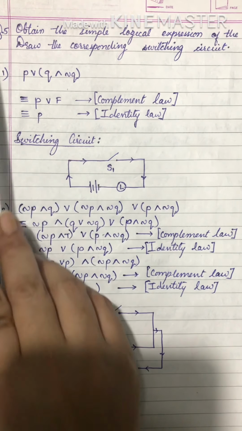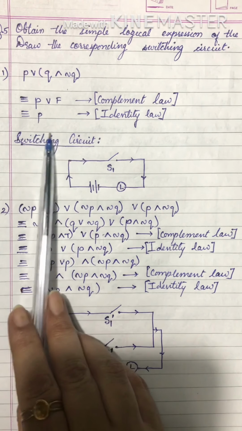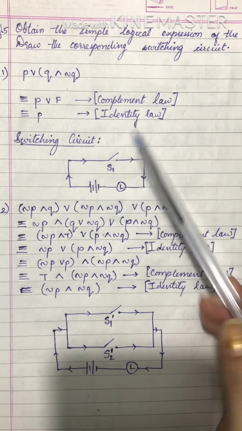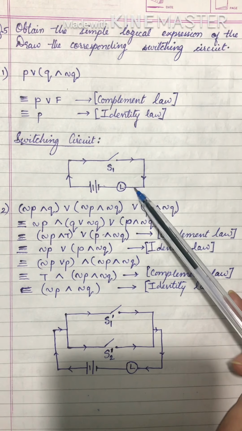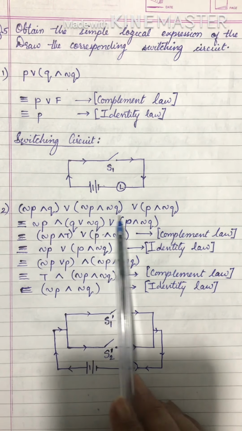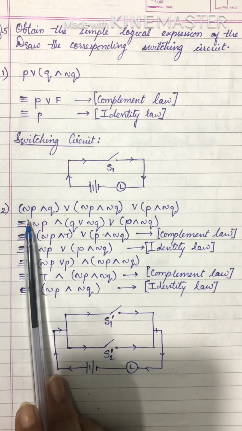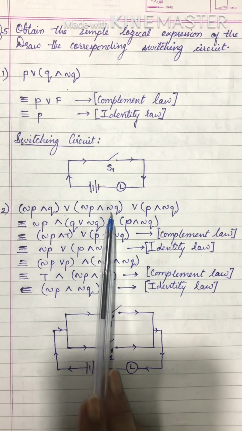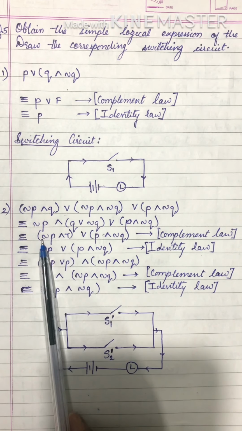Okay, now question number 5, what is given? The statement is already given to us. You have to simplify it and then draw the switching circuit. The first one is very easy. Complement law and identity law is used. You can just take it down, pause the video and write down. Now second sum, just check out. I have taken the lengthiest one from the question, 5th question. Negation P and Q, or negation P and negation Q, or P and negation Q. Okay, so we try to simplify this.